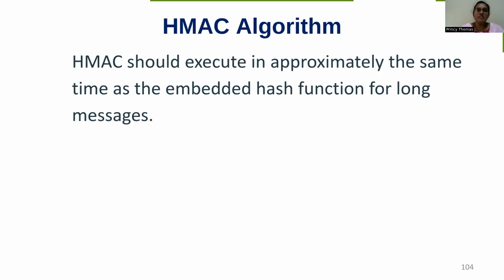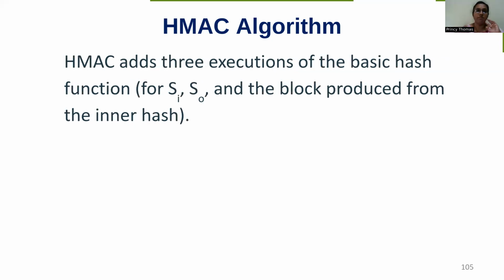HMAC should execute in approximately the same time as the embedded hash function. So if we are using SHA-1, then the extra steps do not cost too much time, because mostly we are simply doing XOR operations. We're not doing anything else. XOR and append is the only thing that we are doing. So the approximate time is the same as the SHA, whatever hash function we are using.